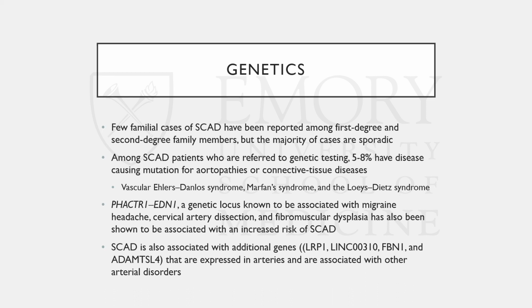And in particular, in recent years, there's been more genetic testing and evaluation of these patients. This particular gene locus here, PHACTR1/EDN1, is a genetic locus known to be associated with migraines, headache, cervical artery dissection, and fibromuscular dysplasia, otherwise known as FMD. It has been shown to have an association with increased risk of SCAD. There are also additional genes associated, such as LRP1, LINC00310, FBN1, and ADAMTSL4. These are all genes that are expressed in the arteries and are associated with other arterial disorders.